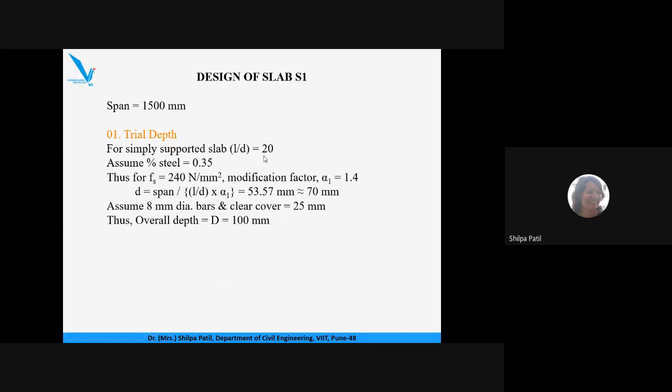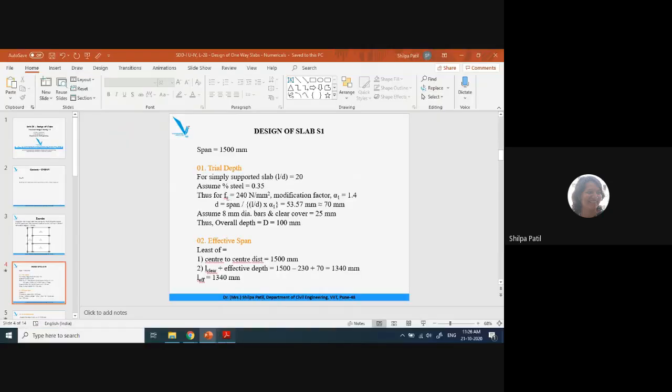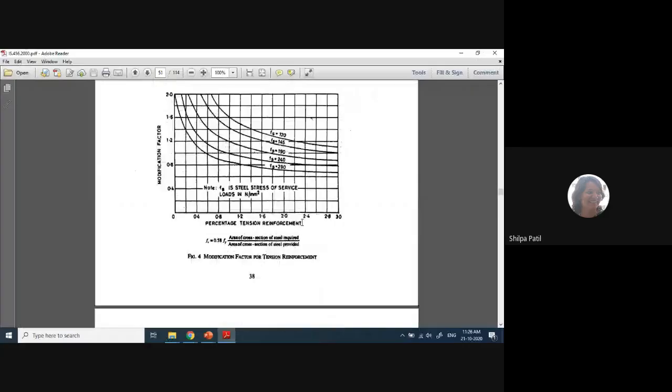Are you able to see the presentation again? Yes, ma'am. Okay, good. Now, for this formula, to find out the alpha 1, that is modification factor, as I described yesterday, for modification factor, we require to calculate Fs. Again, I will shift to the code and we'll go to the graph. Okay, this is figure 4. Are you able to see the figure 4? Yes, ma'am. Okay. So in this figure, we have to find out first the Fs value, which is 0.58 Fy into ratio of the steel required divided by steel provided.